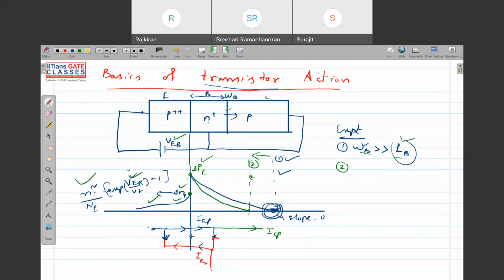Suppose I take a third case where WB is very, very small compared to LB. So I'm taking a very thin base. This is case 3. In case 3, WB is very, very less compared to LB, so this value will remain the same. So again it will be like this, right?